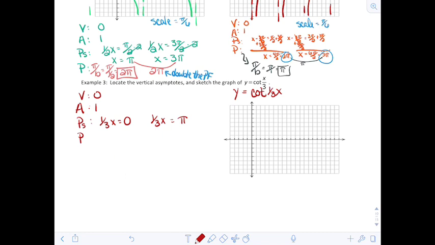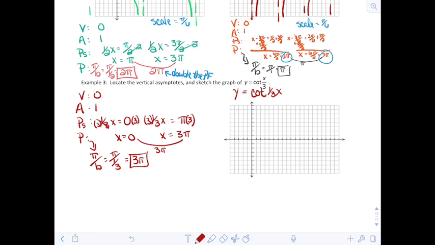So as I solve these for x, multiply both sides by 3 here, and x is still 0. And if I multiply by 3 here, x is 3 pi. So we've actually tripled the period. From 0 to 3 pi is 3 pi radians. That should be the period. So my formula is pi over b. b is 1/3. So pi over 1/3, which is pi times 3, or 3 pi for the period. So this is pretty big.